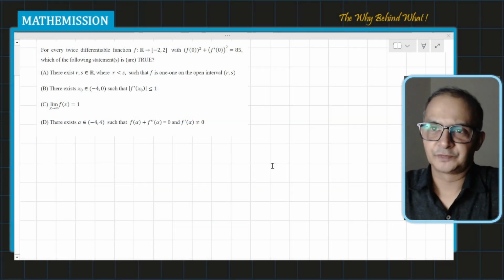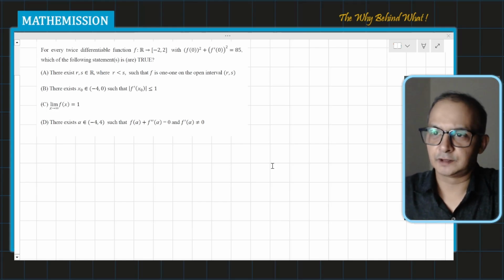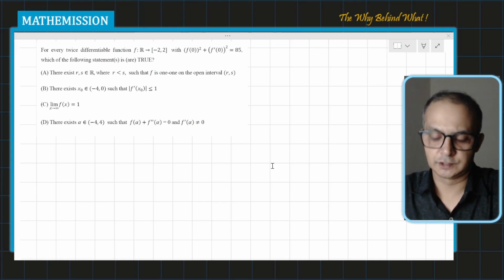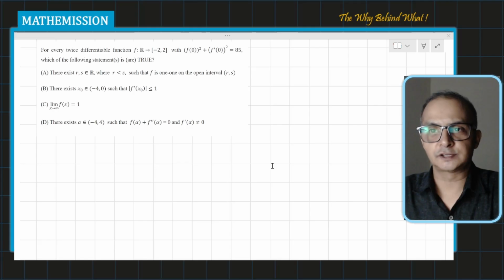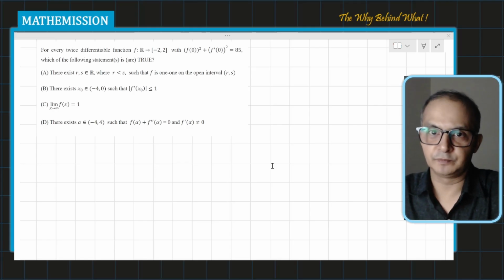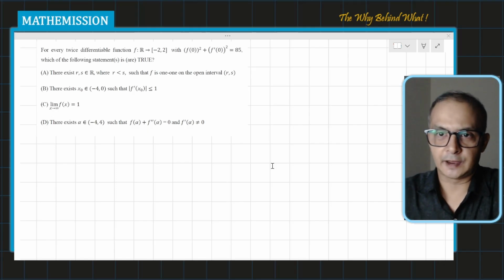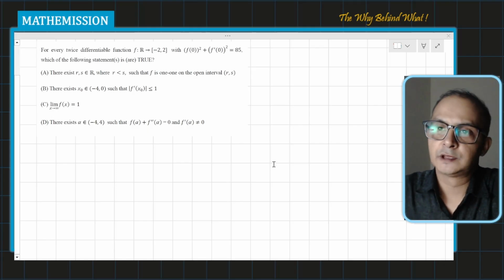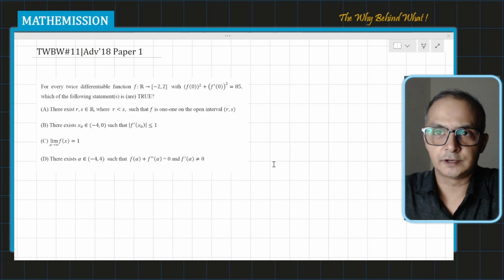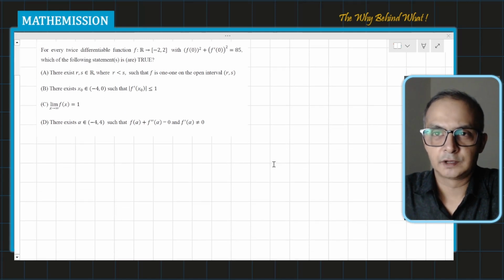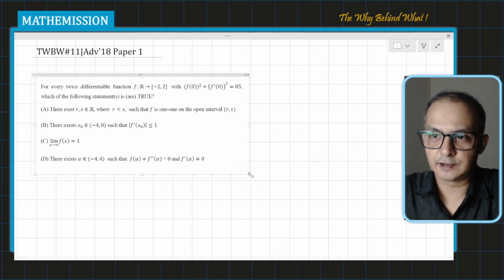Hello everyone. So this is the why behind what, in which we are going to discuss the JEE Advanced problem, as the series has this theme. And this time I have taken this question from JEE Advanced 2018 paper 1. The question is based on the Lagrange's mean value theorem.